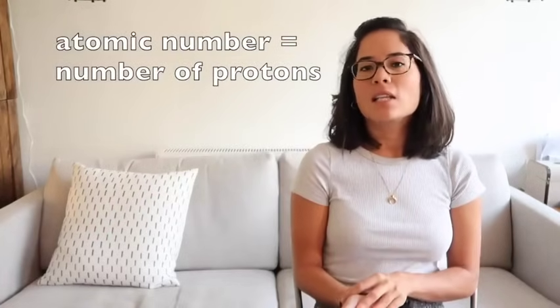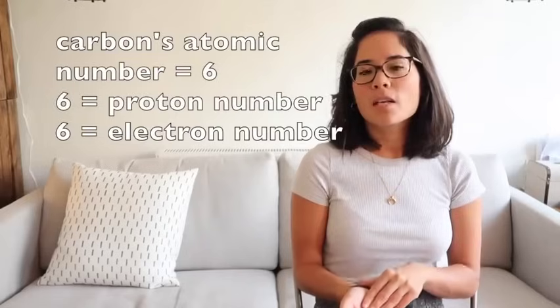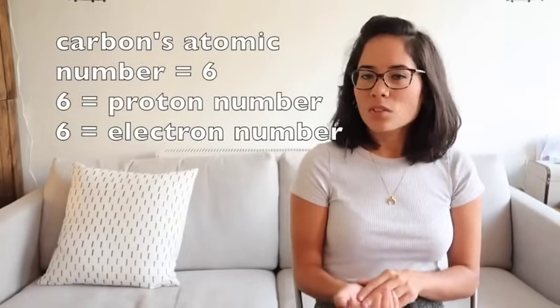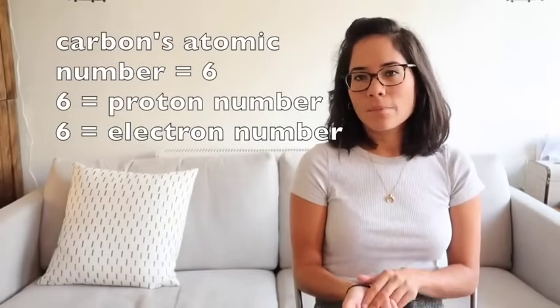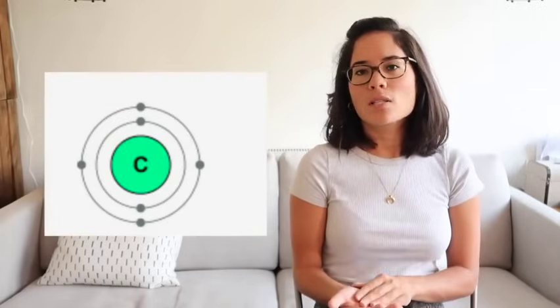So the atomic number is actually the number of protons found in an atom. So for carbon that would be 6, and I told you already that atoms are neutral, which means their proton number equals their electron number, which means the electron number of carbon will also be 6. And if we draw the electronic configuration diagram, we know that 2 electrons go into the first shell and the remaining 4 go into the second shell.